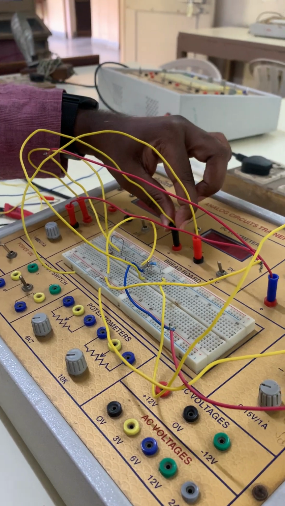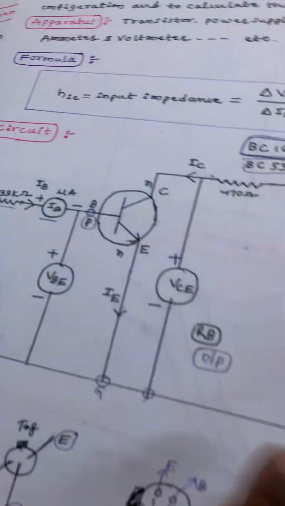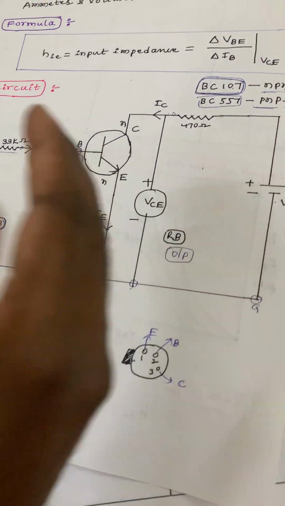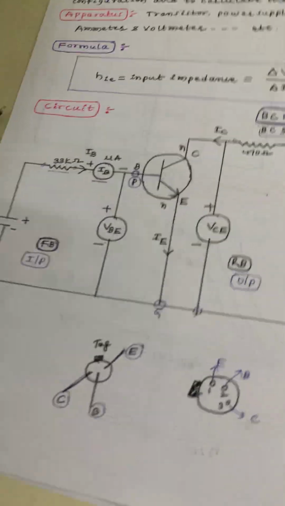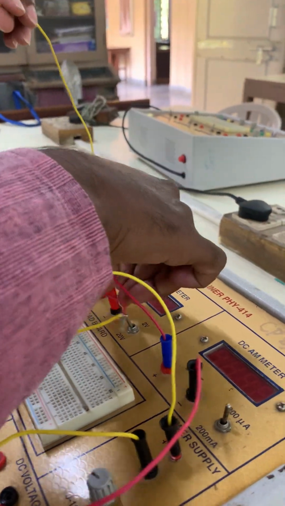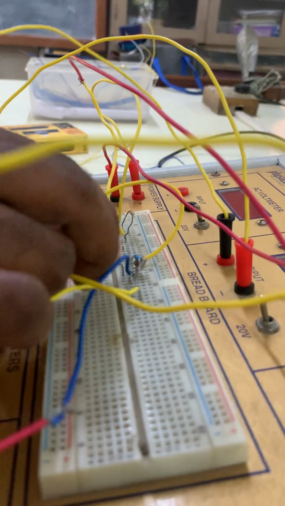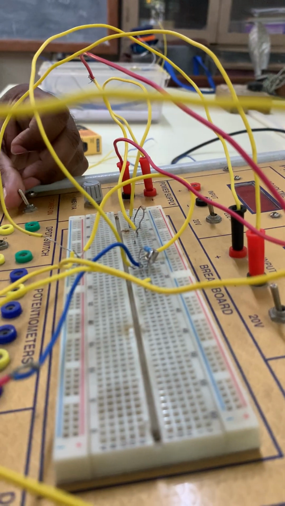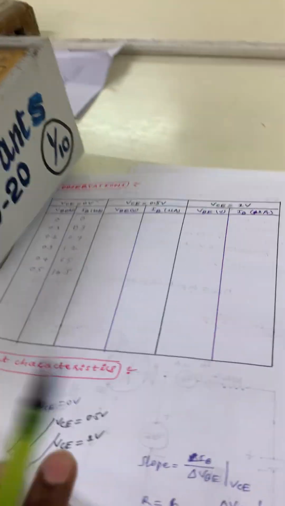Now for the positive, again you go to the diagram. So what is our diagram? This VCE I connected, and at the VBE side you have to connect. So where is VBE? This positive terminal you have to connect, where the base is. Now you adjust it. Similarly, you have to see the observations.